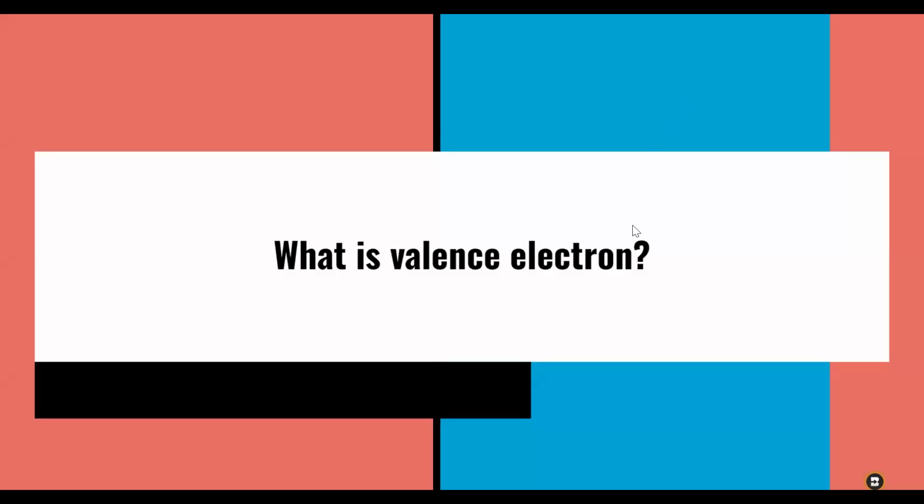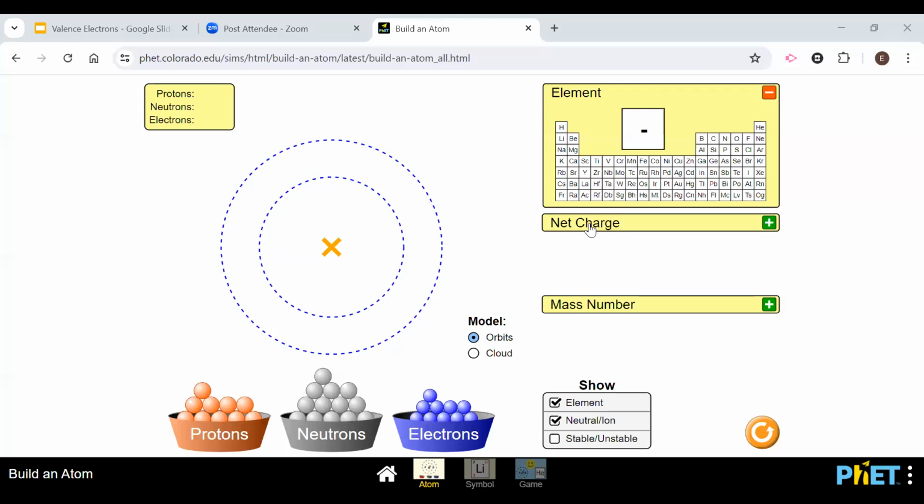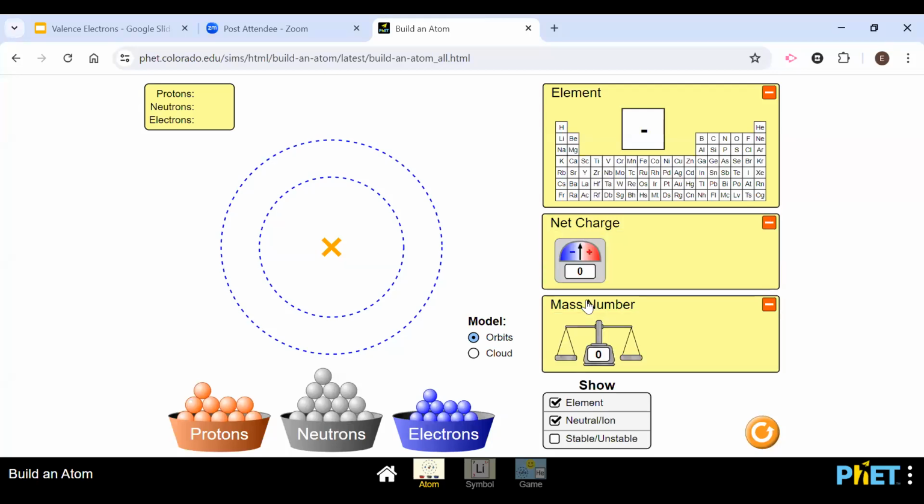Hello, everyone. Today, we want to know what valence electron is. What is valence electron? Before we answer that question, let's refresh our memory about the structure of an atom.